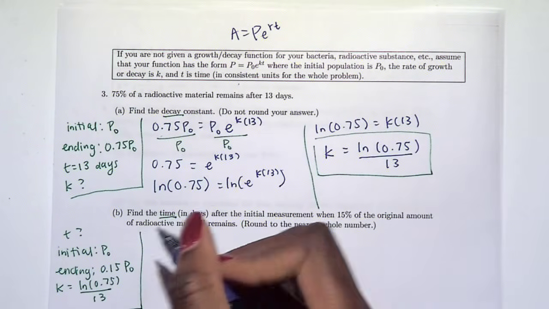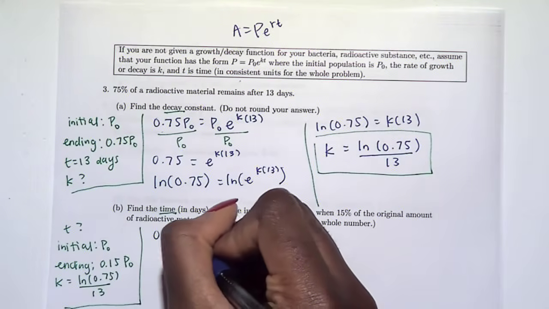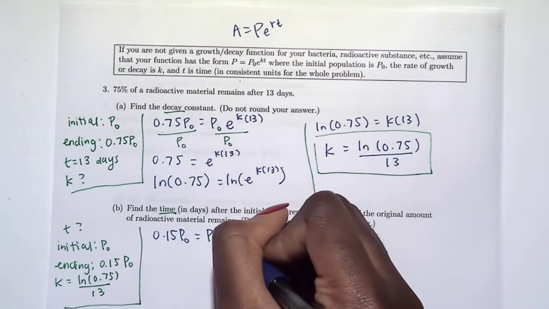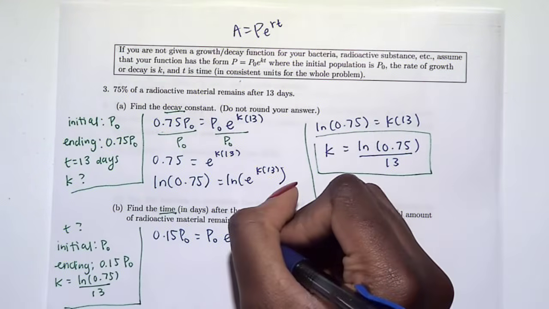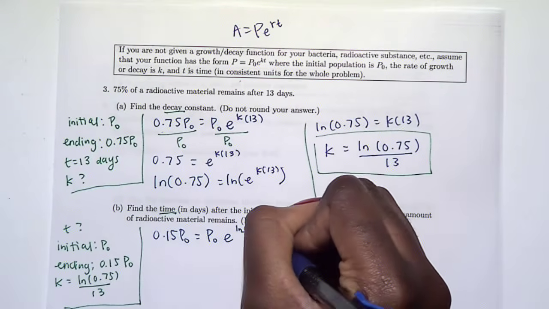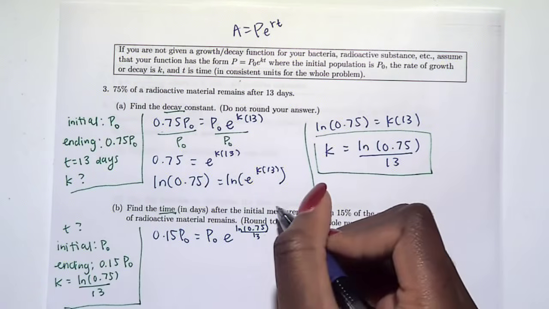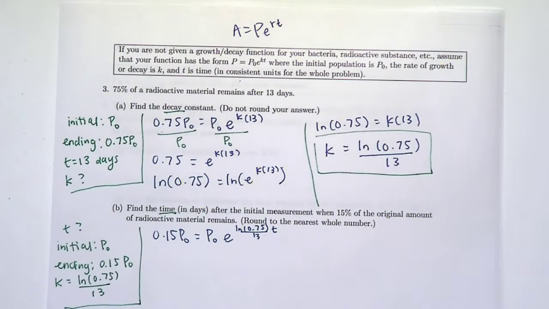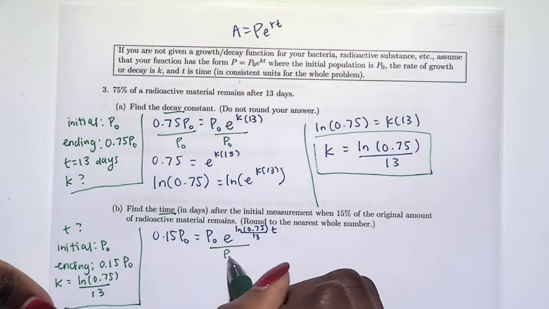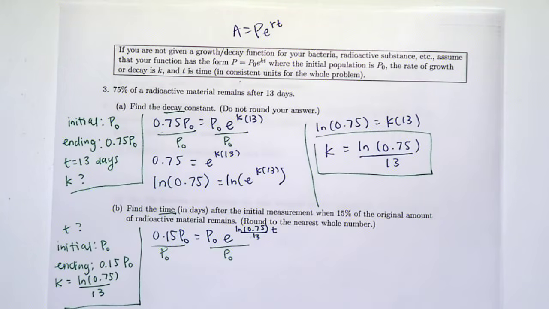Same equation as always. Our ending amount equals our initial amount times e to our rate, which is the natural log of 0.75 divided by 13, all of that's in the exponent, times our time, which is what we're trying to solve for. All right, so the thing we're trying to find is in the exponent of this exponential, so we need to isolate the exponential first. So we're going to divide both sides by our initial amount, P naught.